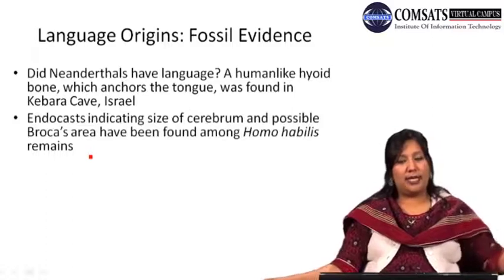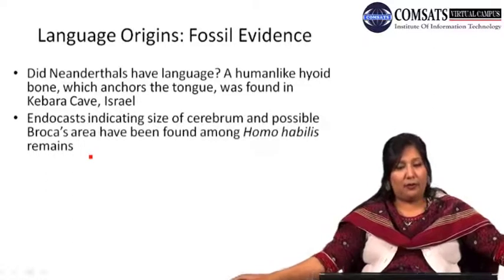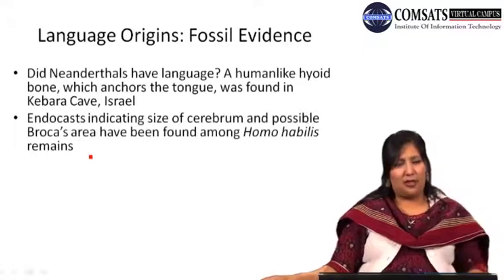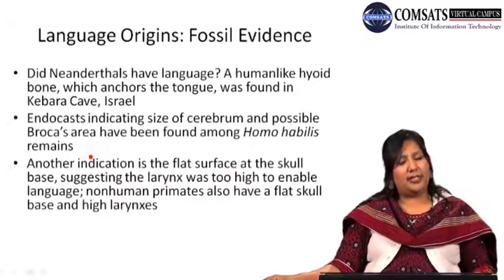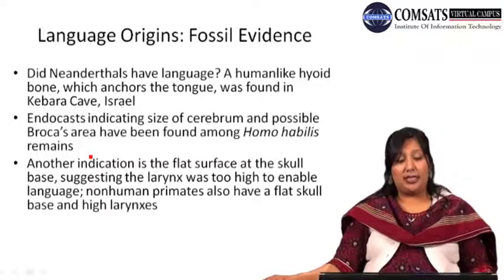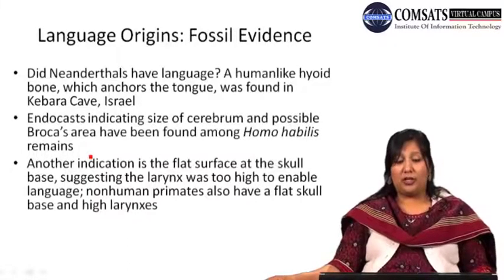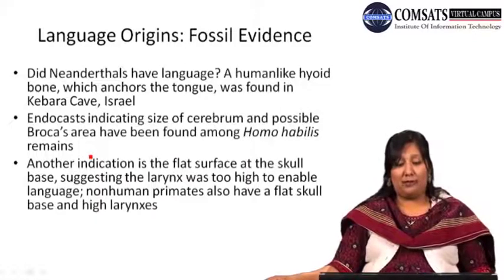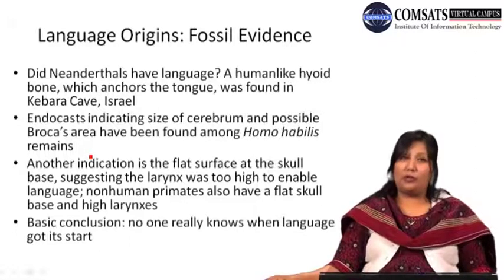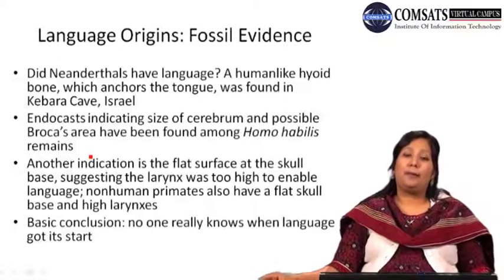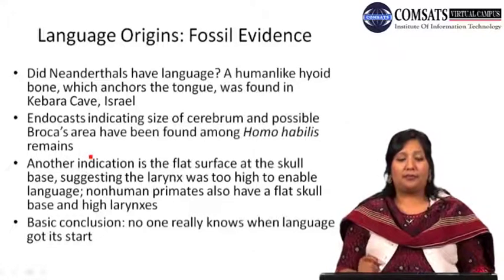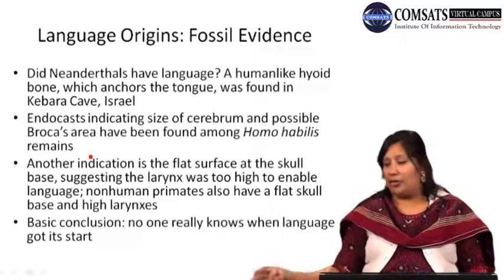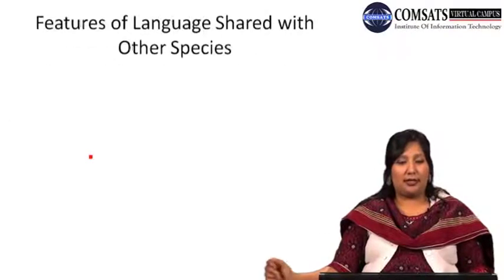Endocasts indicating the size of the cerebrum and possible Broca's area have been found among Homo habilis remains. These are some of the language origins that we are trying to identify. Another indication is the flat surface at the skull base, suggesting that the larynx was too high to enable language. Non-human primates also have a flat skull base and high larynxes. Basic conclusion: no one really knows when language got its start. Although there are different evidences, some fossil evidences they have looked at, the basic conclusion is that no one actually knows when it started.